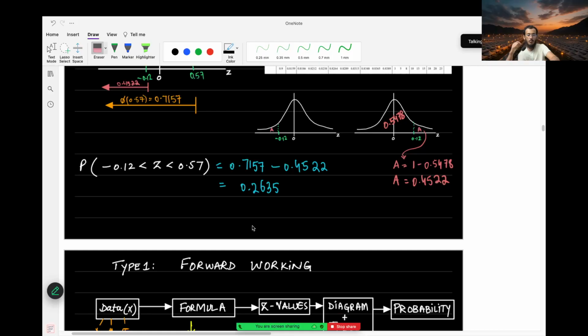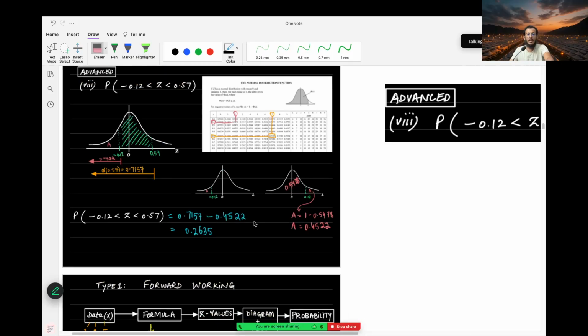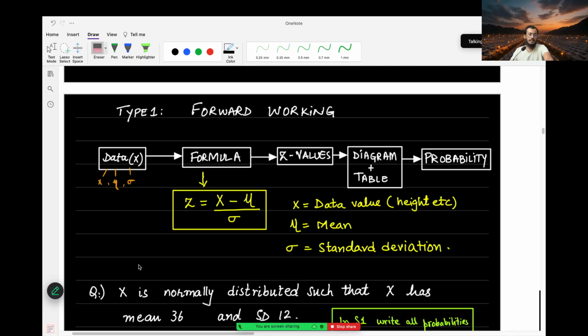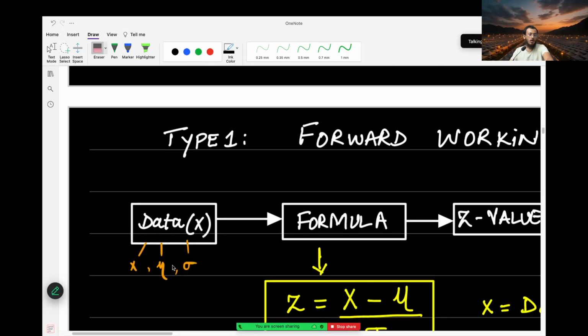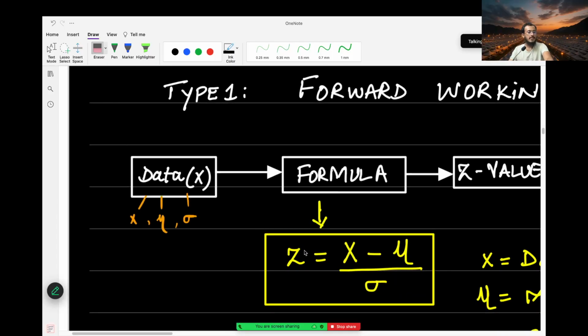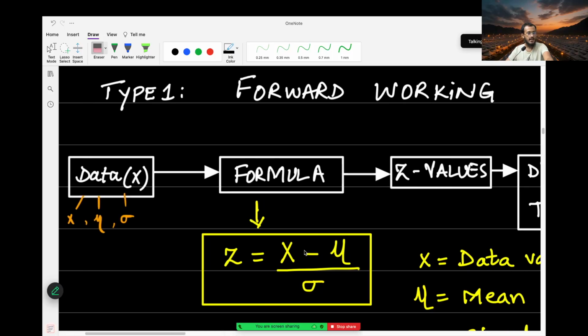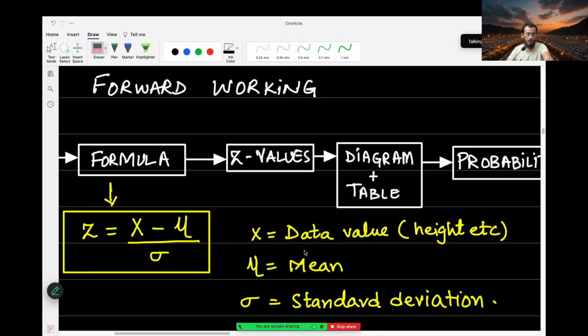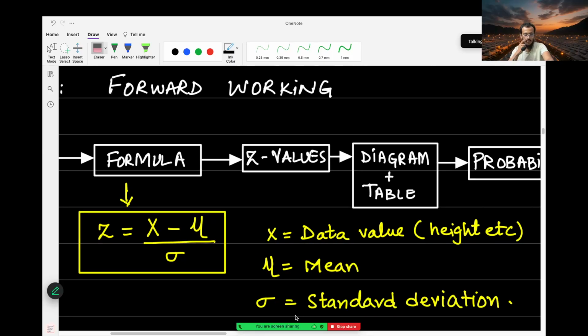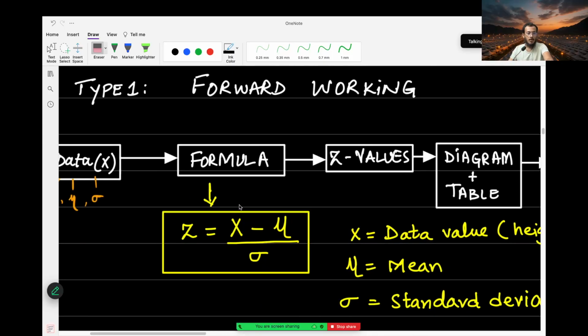Forward working. Basically, they will give you data X, and the data will have a mean and standard deviation. You use the formula z equals x minus mu over standard deviation, where x is the data value, like height, or whatever the data is, mu is the mean, and sigma is the standard deviation. So use the formula to find the z value.